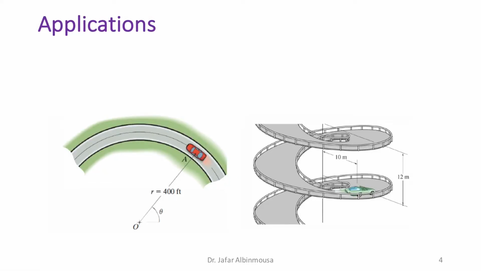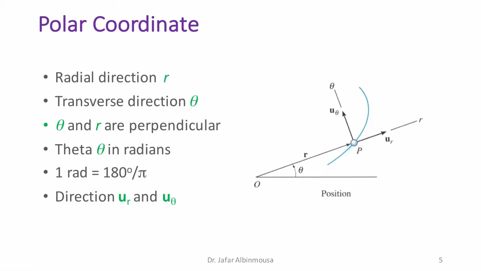But if we have an example like on the right-hand side, the car here is moving over a spiral path or rod, so it's not enough to describe the motion just in terms of r and theta, but also in terms of z, which is the elevation over here. In this way, we use cylindrical coordinates. So let's start with polar coordinates.